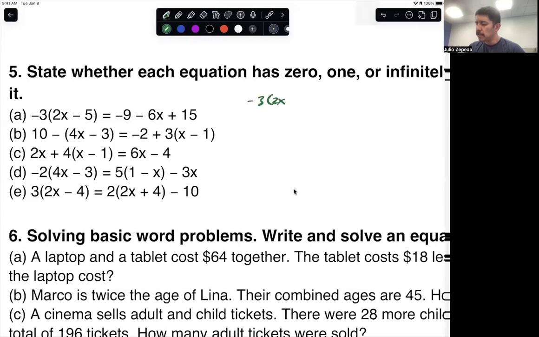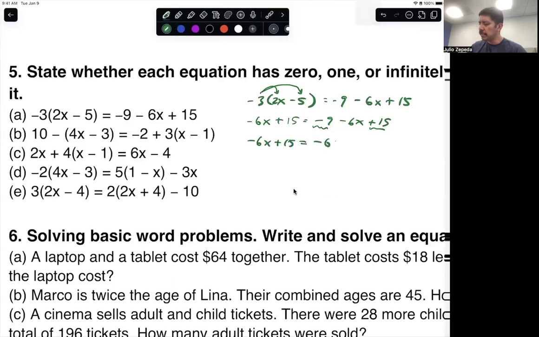So let's start with part A. -3 times (2x minus 5) equals -9 minus 6x plus 15. Okay, so we're just going to try to solve this equation here for x. And so if we distribute, we get -6x plus 15 equals -9 minus 6x plus 15. Usually what we'll do is combine like terms after this step. So there's a -9 and a positive 15. So we have -6x plus 15 equals -6x plus 6. And so from here, you might already know what the answer is.